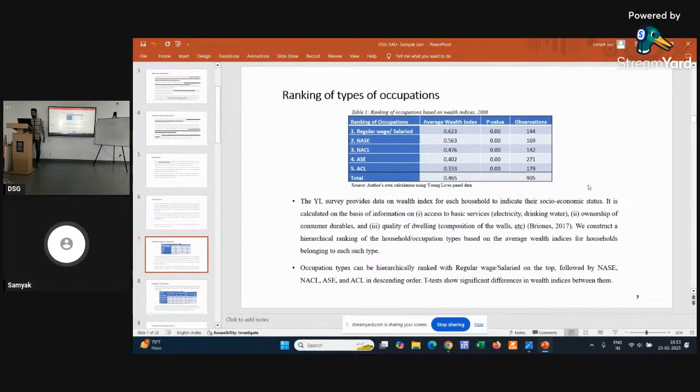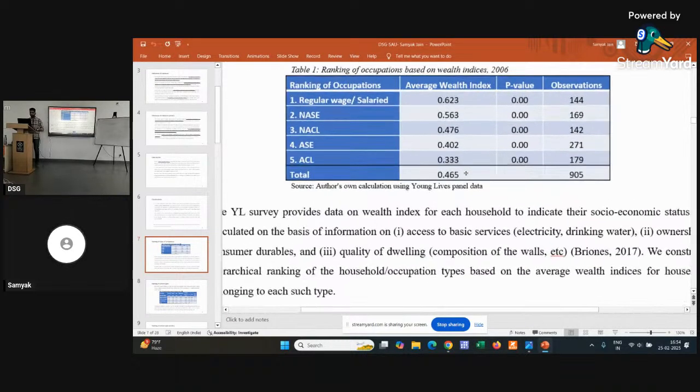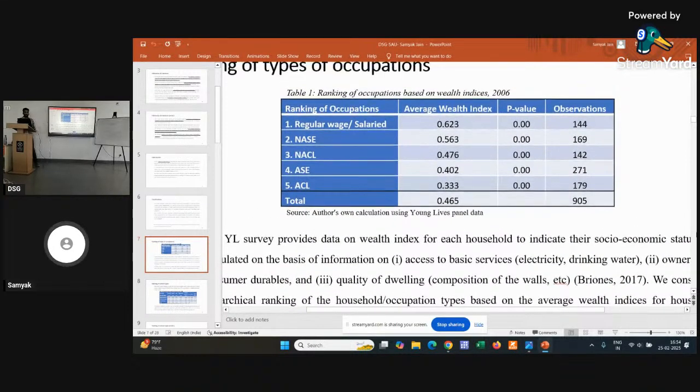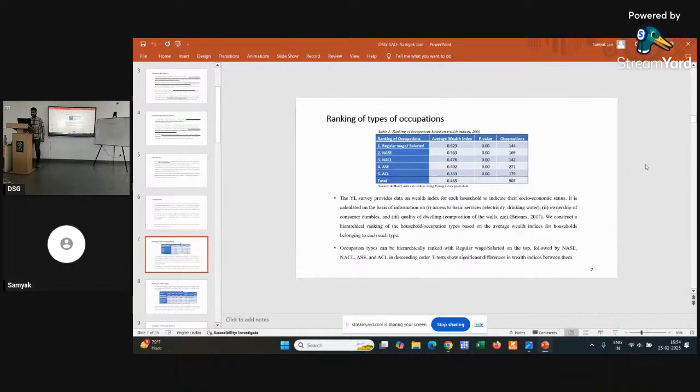So if we look just by the look of socioeconomic status of households, I categorize each kind of occupation, which is not surprising to be seen, where salaried households have a higher average wealth index than NASE, non-agricultural self-employed, followed by NACL, followed by ASE, and followed by ACL. ACL here being the lowest category, the least wealthy household in that sense.